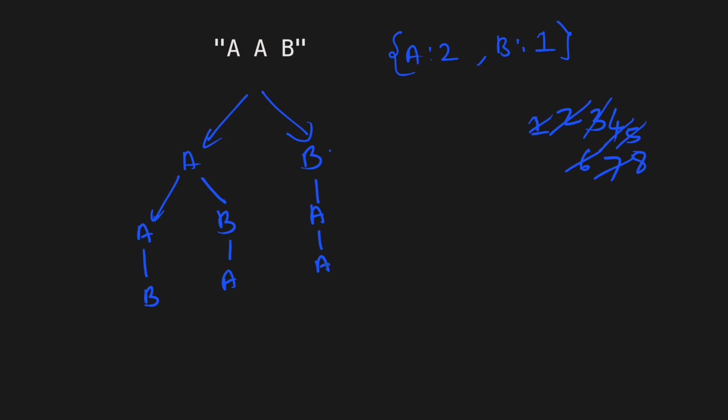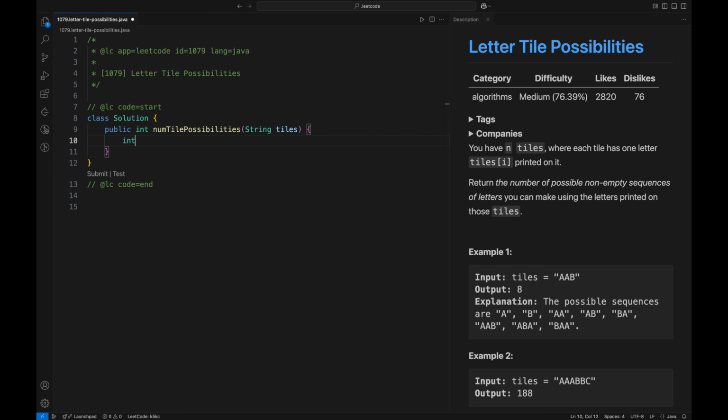Now let's jump into the code part. First, let's create the frequency array of size 26 to store uppercase letters from A to Z. Now let's iterate over each character in the input string tiles and update the frequency for the character, using the corresponding character as an index by subtracting the ASCII value of uppercase letter A, and increment the frequency count, and call the backtrack function, which will return the total number of possible sequences.